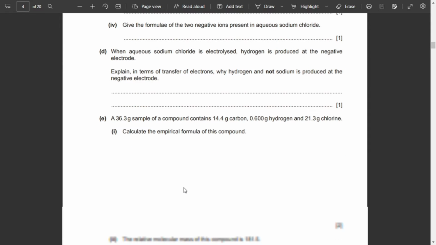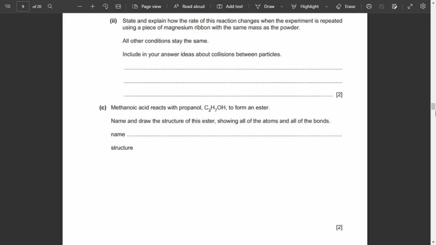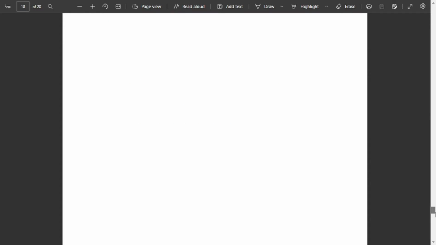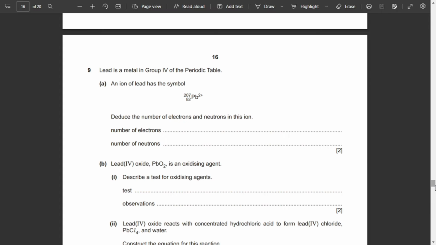So moving on to the last question of this paper. Okay, so it's question number 9. Question number 9 says, lead is a metal of group 4 of the periodic table, and an ion of lead has the symbol shown. So this is the symbol of lead. Deduce the number of electrons and neutrons in this ion.